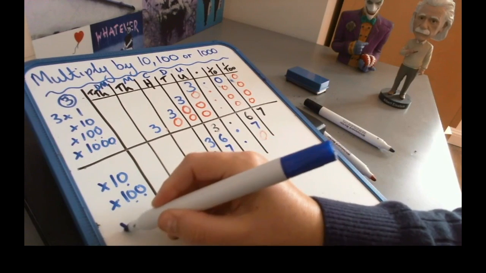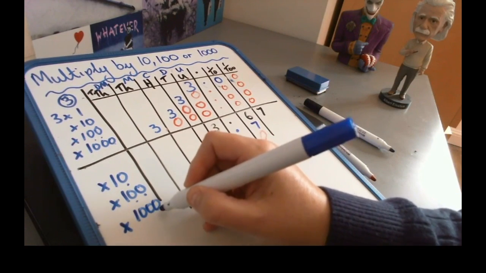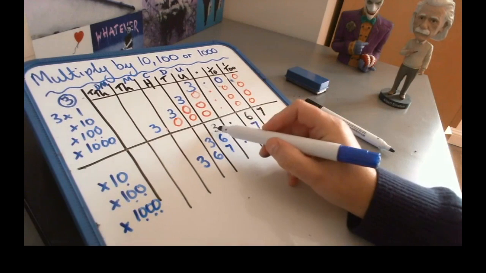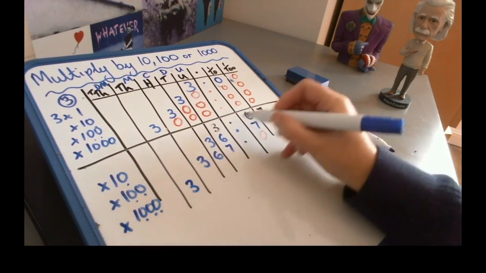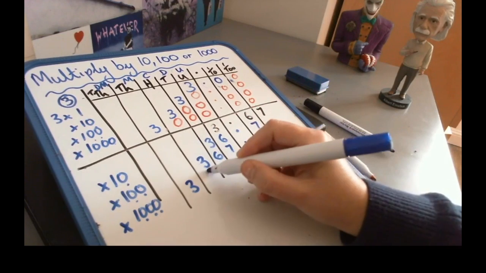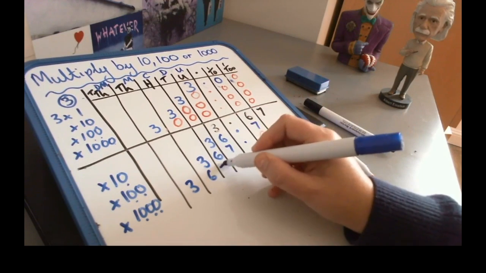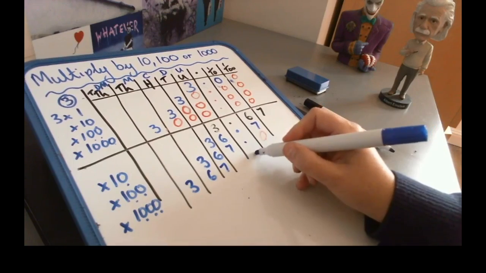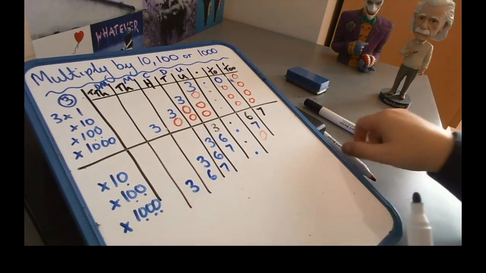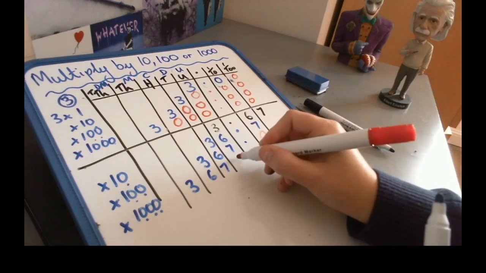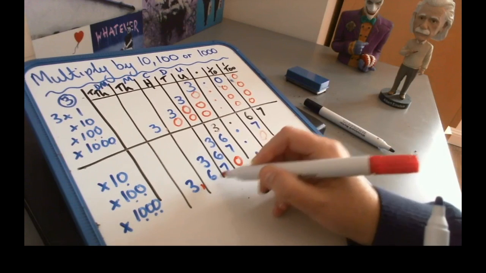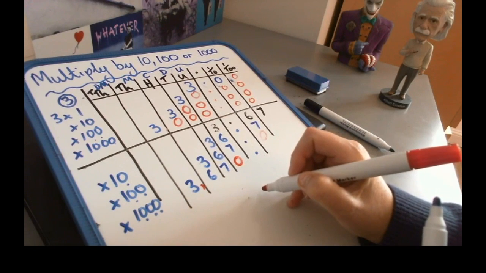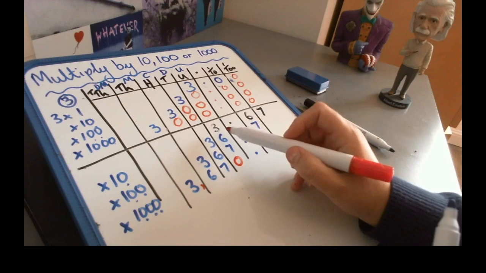Right, if I multiply by 1,000, this time 1, 2, 3, 3 zeros. So how many times do I move it? Yes, 3 times. Once, twice, 3 times. There it goes. Everything else moves with it. The 6 goes there. The 7 moves 3 times. This time, put the decimal point in. There's nothing in the units, so I need to keep place and I need to put the 0 in. 3,670.